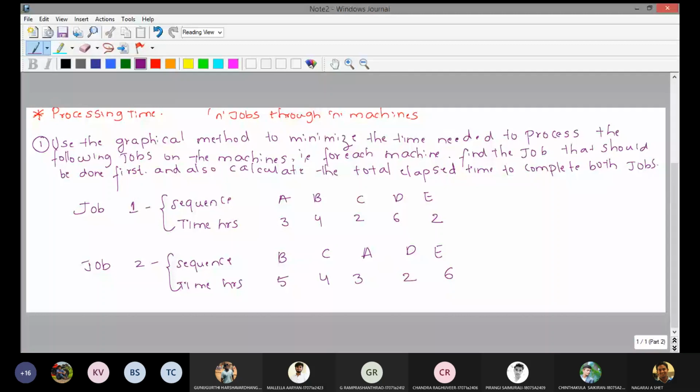Now what is our objective? What do we have to find? If you remember, in the classes we did the standard form in the sequencing, and then we calculated the total elapsed time, right? But in this problem it is not necessary to go for the table and calculate the idle time and all that stuff. Here we have to use the graphical method. Only in this problem do we have to use the graphical method.